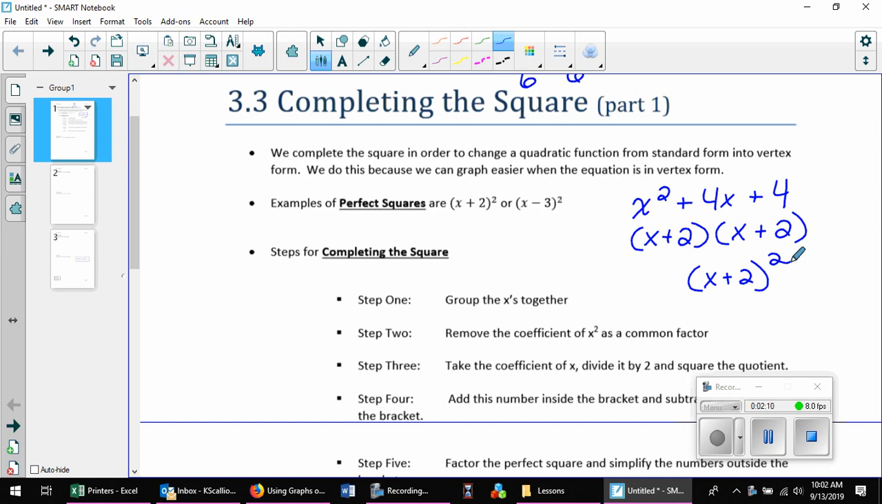Okay, can someone else give me an example of a perfect square trinomial? It's a trinomial. So I'm looking for this. Can somebody else give me an example of a perfect square?